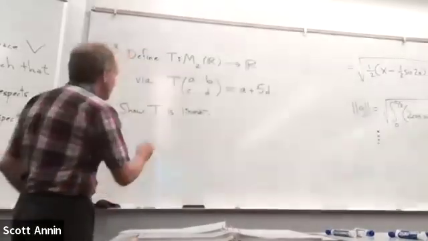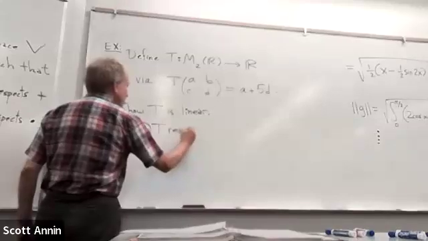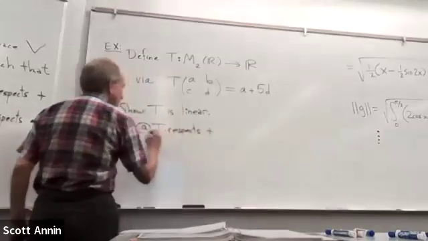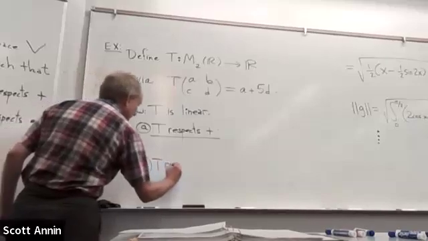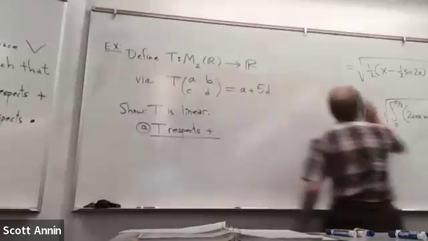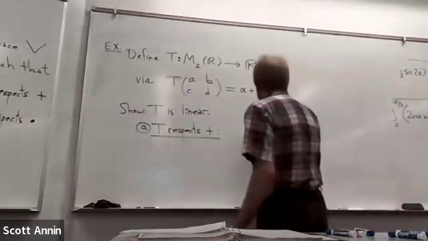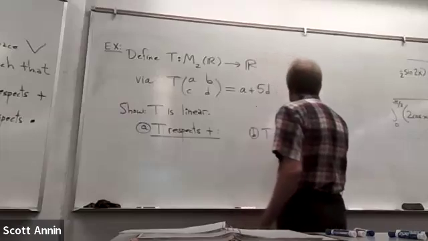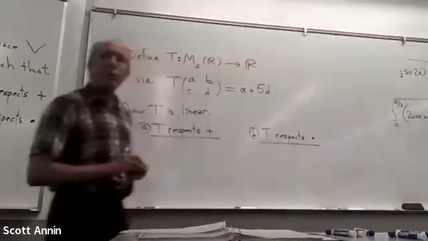And so there's two things we have to do here, right? We have to show, first of all, that T respects addition. And then secondly, we would have to show that T respects scalar multiplication. So that is what we would need to do.